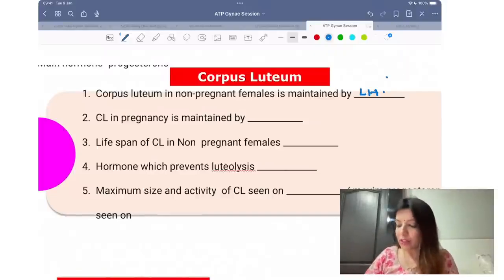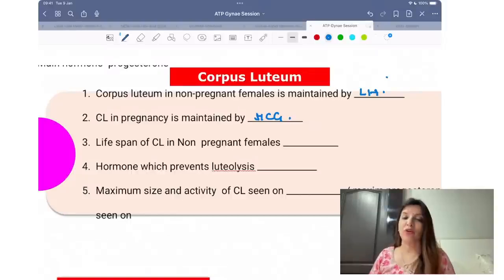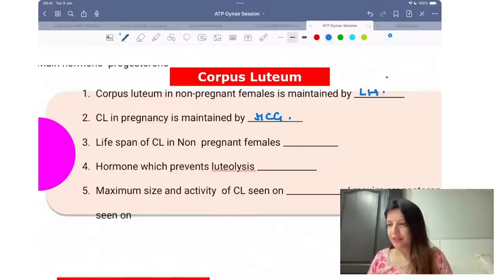ठीक? Now, corpus luteum in pregnancy, all of you have said that it is maintained by HCG. Lifespan of corpus luteum in a non-pregnant female. What is the lifespan of corpus luteum in a non-pregnant female? Ranjan Kumar, 10 to 12 days. ठीक है? Anyone else? 12 to 14 days. Priyanshu, very good. 12 to 14 days. Excellent.